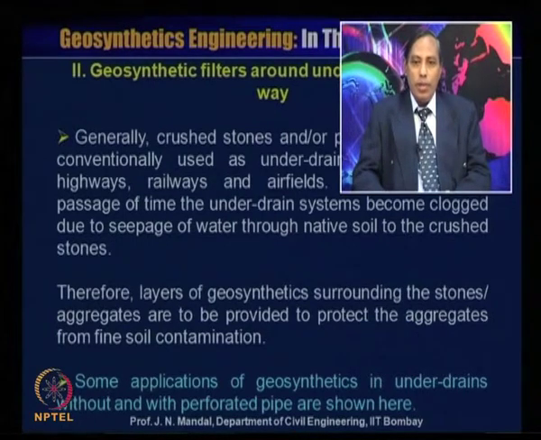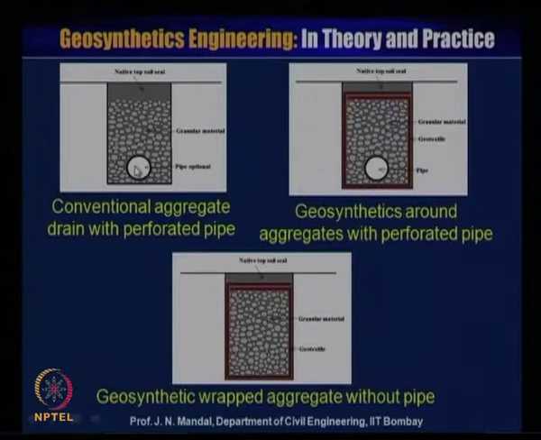Some applications of geosynthetics in under drain, without and with perforated pipe, are shown here. You can see here, this is the conventional aggregate drain with perforated pipe. You excavate, fill up with the aggregate, and this is the pipe that is optional, and then on the top of this is the native soil. So there is a possibility of clogging or choking because the native soil comes directly in contact with the aggregate. So after a passage of time it will choke.